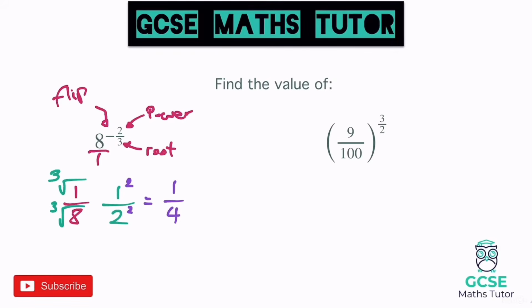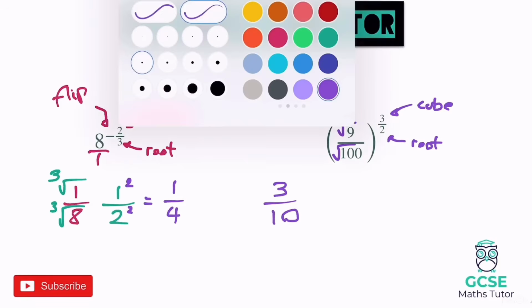Now looking at the one on the left, we've not got a negative, so we don't have to flip it over, but we have got a 2 on the bottom, which is the root again, and a 2 is a square root, and then we've got a 3 on the top, which is going to cube the numbers. So if I start with the roots, if I do the square root of both of these, and it's always a little hint there, they are square numbers, the square root of 9 is 3, the square root of 100 is 10, and then we've got to actually cube them as well.